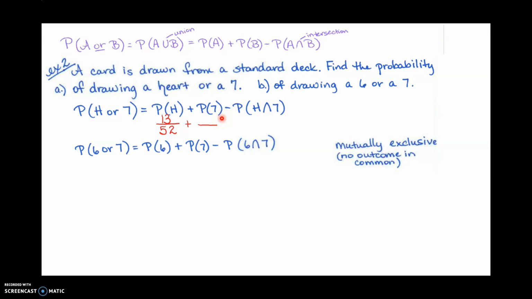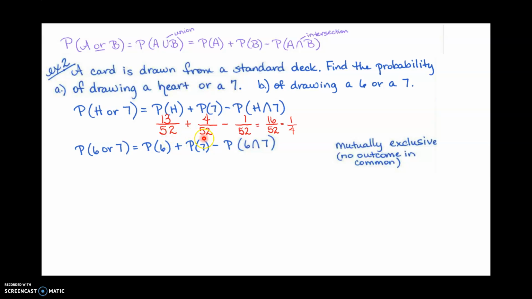Then probability of a 7. All right, well, out of the deck of 52, each suit has a 7. So there's a 7 of hearts, a 7 of clubs, a 7 of spades, a 7 of diamonds. So that's 4 out of 52. And then it says the probability of hearts intersected with diamonds. So are there any hearts intersected with 7s? Are there any hearts that are 7s? Well, yes, there's 1 7 of hearts. So I would subtract that off. Here's how that formula works. Right over here, did we count the 7 of hearts when we counted all 13 hearts?